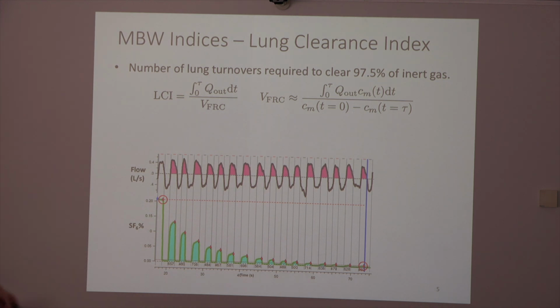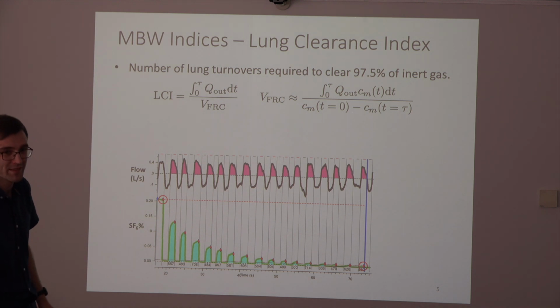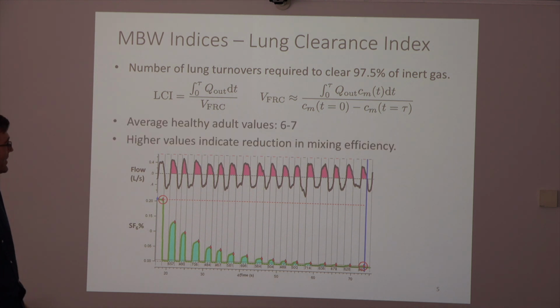So how many times would you have to turn over your lung volume to clear this inert gas down to 2.5%, which is the arbitrary cutoff point used. It turns out to be quite good, but originally it was an arbitrary limit set. And so it's a unitless measure. Average adult values come in at about 6 to 7, and anything higher than that fairly robustly indicates that there's some ventilation heterogeneity present in the lung.